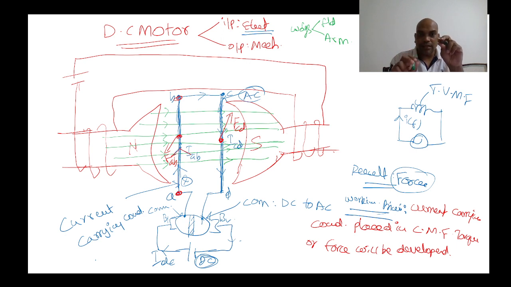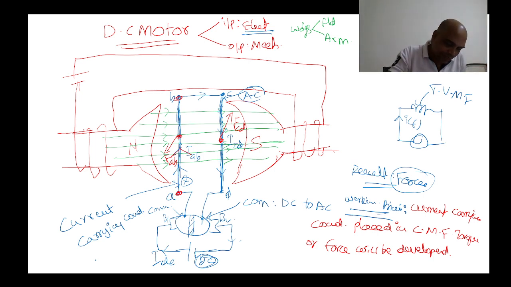So how is it rotating? Moving in anti-clockwise direction. So how can you find out the direction of force? By using Fleming's left hand rule.